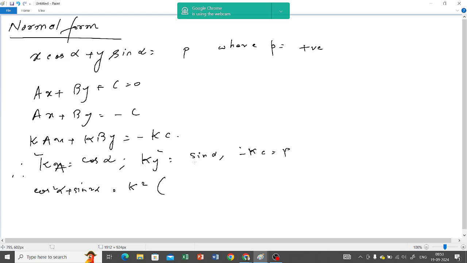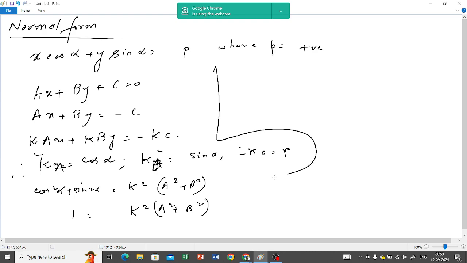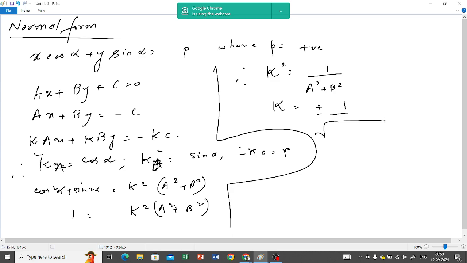Sorry, this will be a, not x. ka equals cos alpha and kb equals sin alpha and minus kc is p. So if I square and add both of them, I'm going to get k square times a square plus b square. So k square equals 1 divided by a square plus b square, or k equals plus minus 1 divided by root over a square plus b square.